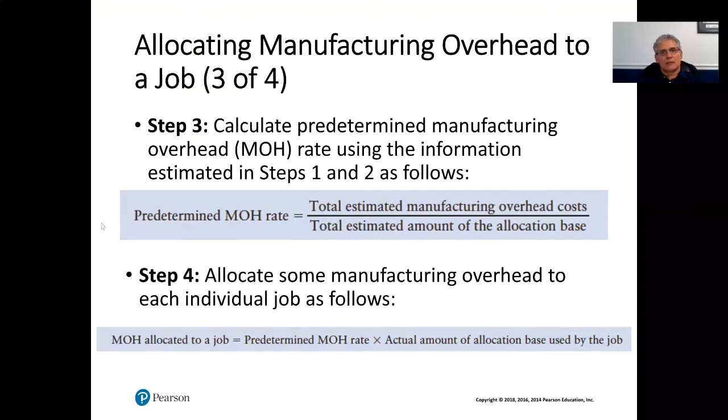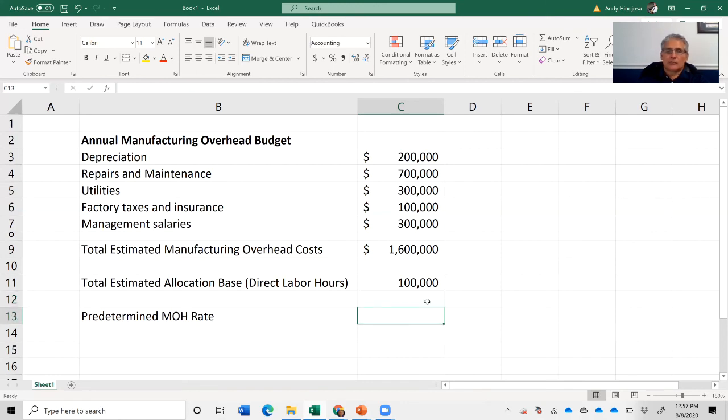Well, the formula says take your estimated manufacturing overhead costs and divide it by the allocation base. Well, we're using direct labor hours. So in this case, we'll take 1,600,000 and divide it by 100,000. So our predetermined MOH rate in this example is $16 per direct labor hour. Well, all we have to do now is track the amount of direct labor hours for each specific job, and then we can do the computation.